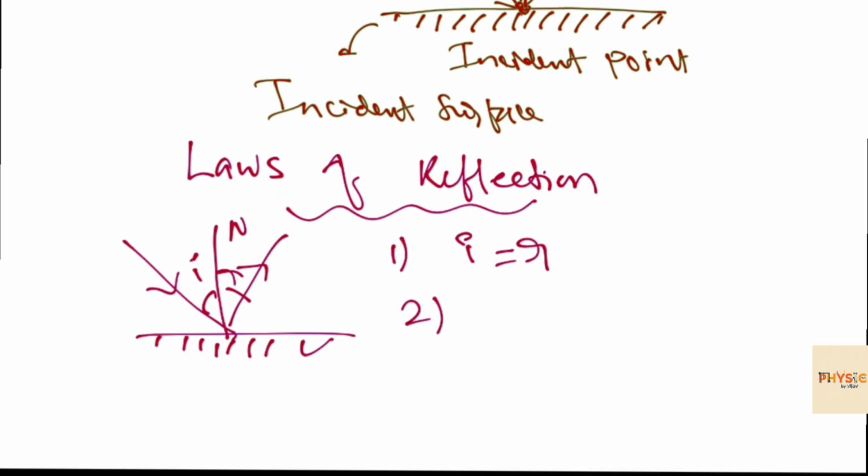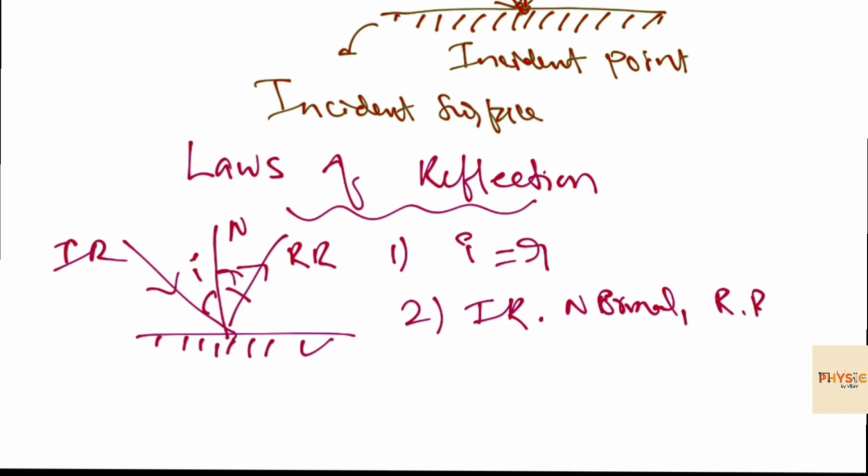Second, the incident ray, reflected ray, and normal drawn to the plane, these three are in the same plane. Same plane means the triple product of these vectors is equal to 0.